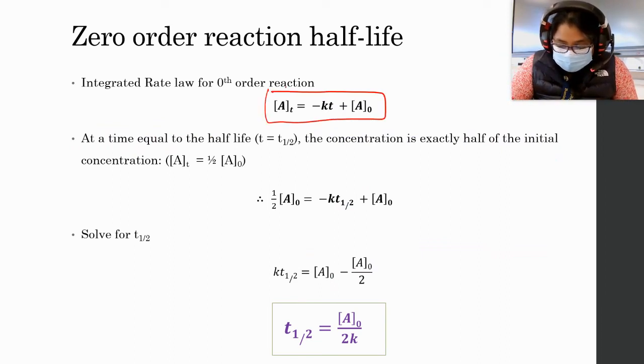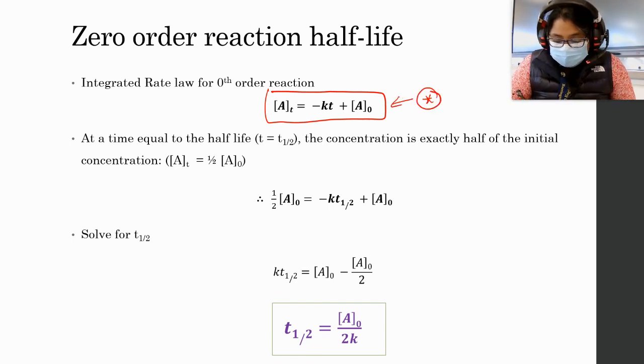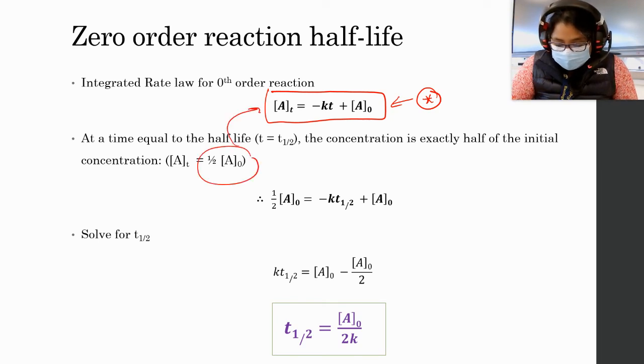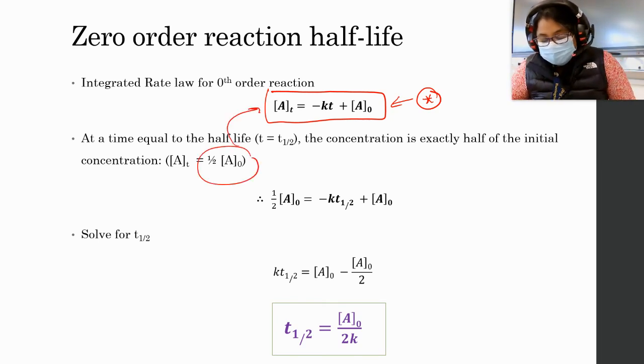This is the zero order integrated rate law. This one is not given to you. Remember, you have to memorize that. We replace A at time t with 1/2 of A at time 0, because at T1/2, you have half of the initial concentration.